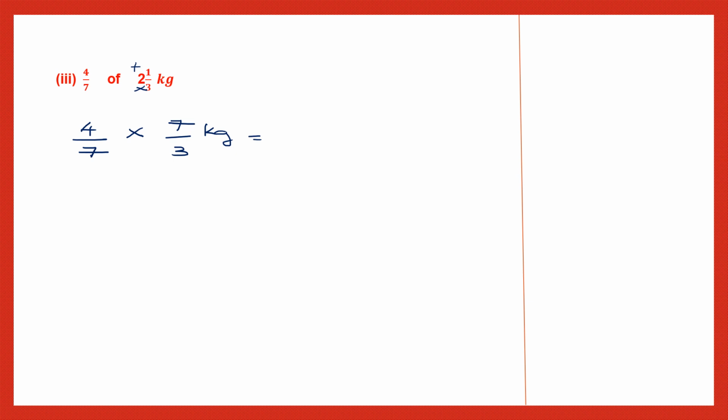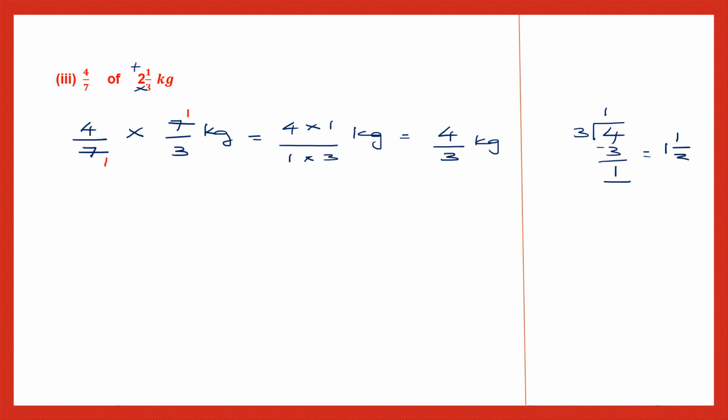Now we just have 4 in the numerator. So the numerator will be 4 into 1, and in the denominator 1 into 3, and this is kg. 4 ones are 4 and 1 threes are 3. That is 4/3 kg, or we can convert it, 4 divided by 3. 3 ones are 3, minus 1, and this we can write as 1 1/3. So our final answer here is 1 1/3 kg. So this is our answer.